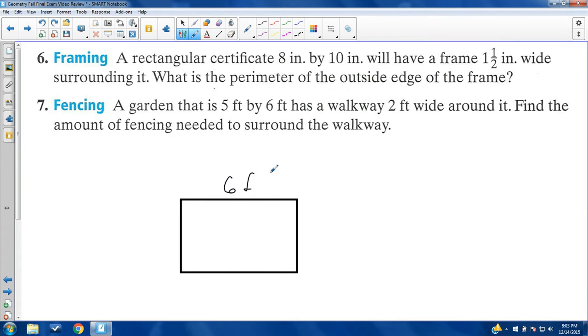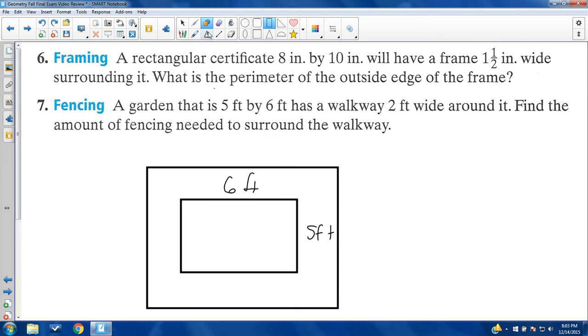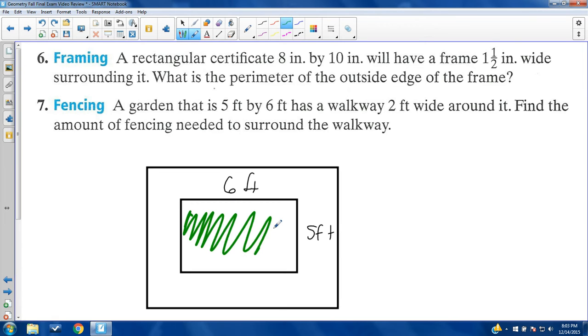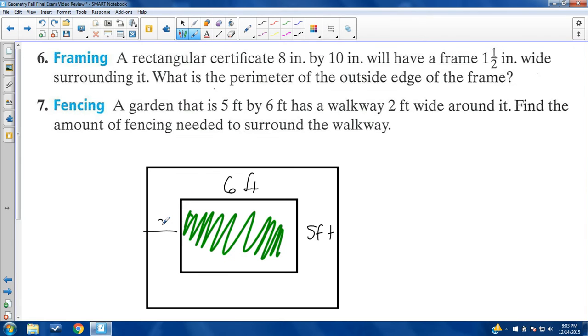So here's 6 feet. Here's 5 feet. Okay, same scenario. I'm just going to draw another rectangle around it. The garden's on the inside, because gardens are green like that. The walkway is 2 feet wide. So 2 feet here, here, here, here.